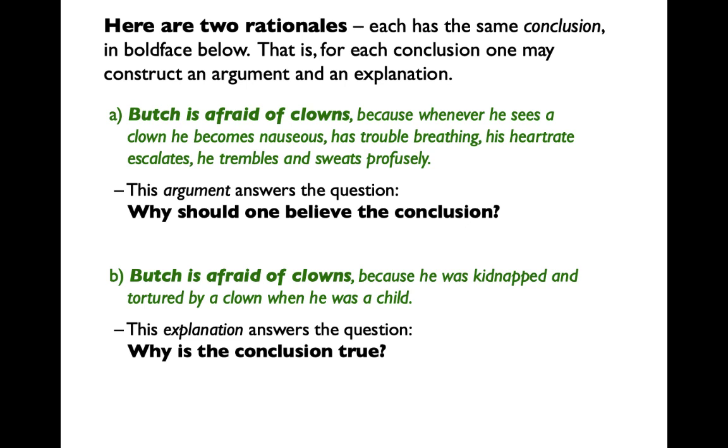Butch is afraid of clowns because whenever he sees a clown, he becomes nauseous, has trouble breathing, his heart rate escalates, he trembles and sweats profusely. So this argument justifies believing he's afraid of clowns. It answers the question, why should we believe the conclusion? All right, here's an explanation. Butch is afraid of clowns because he was kidnapped and tortured by a clown when he was a child. This explanation answers the question, why is this conclusion true?